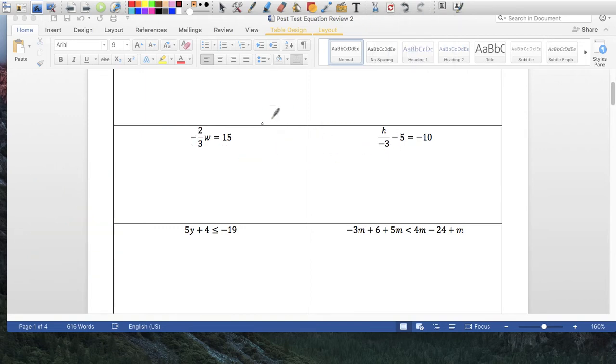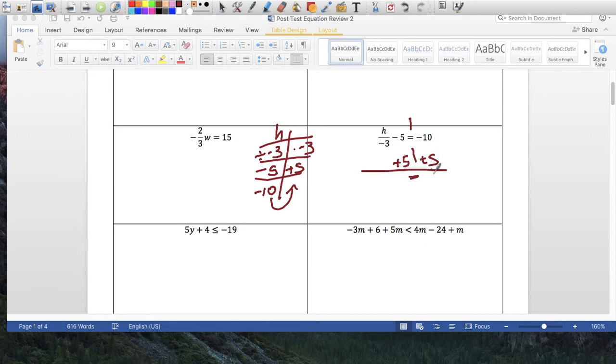Here I have, and again, I will do the story. h divided by -3, subtract 5 equals -10. I should do plus 5, and then I should do times -3. So following that, I'm going to do plus 5 first, and negative 10 plus 5 is negative 5. These two become 0, and I got negative h over 3.